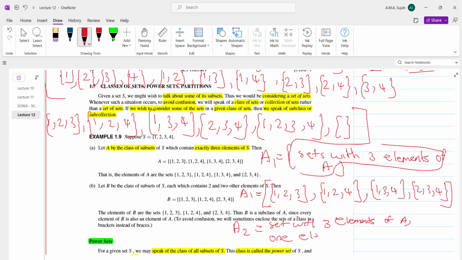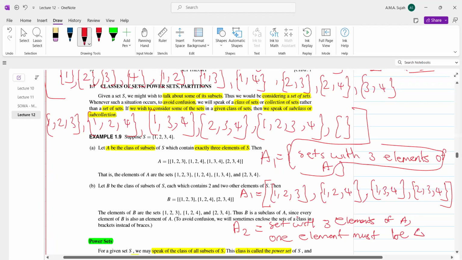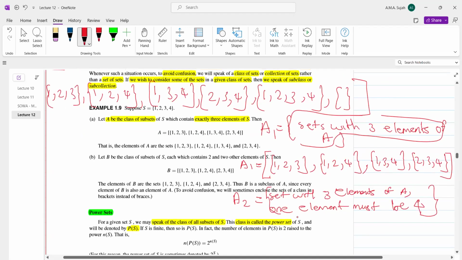One element must be 4, right? One element among these 3 elements must be 4, right? Now, can you write the set A2? Can you try this one and tell me?